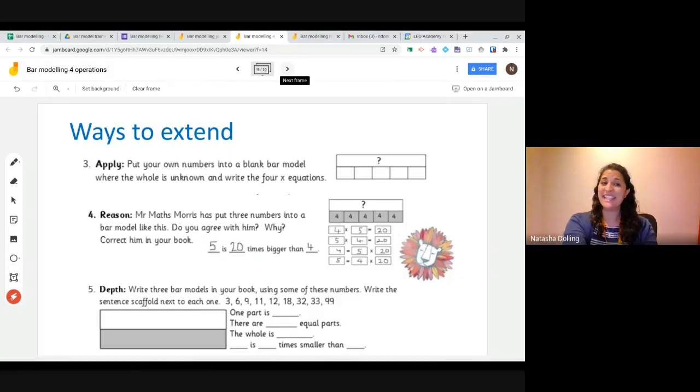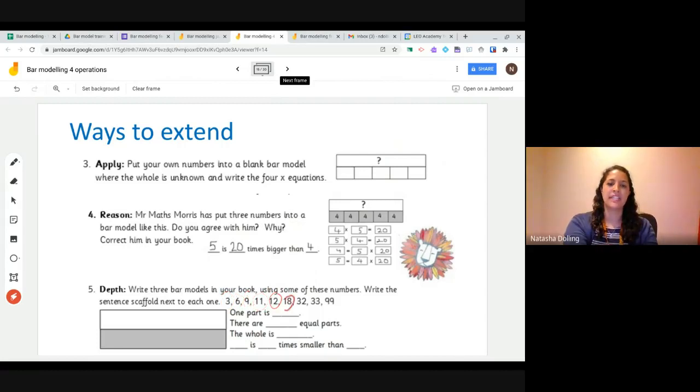The ways to extend this type of bar model is exactly the same. Give them blank bar models, get them to generate their own equations, having the question mark in the correct place each time, and getting them to agree or disagree. And you notice here now I don't actually have the whole, it's an unknown. Do you agree that 5 is 20 times bigger than 4, for example? What's happened there?